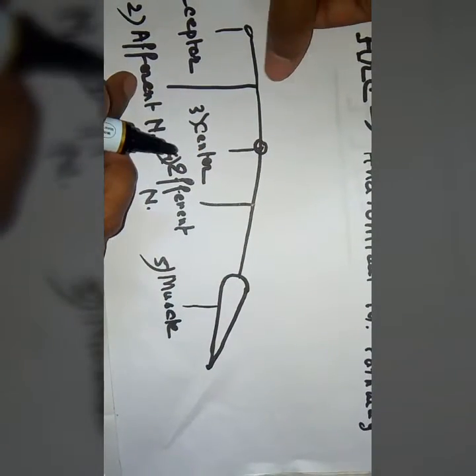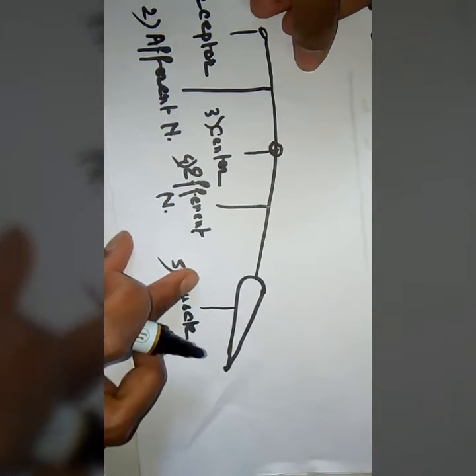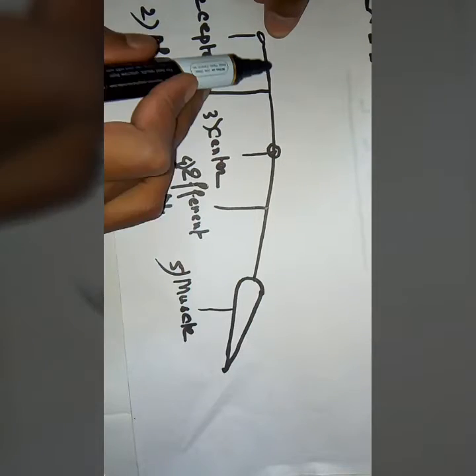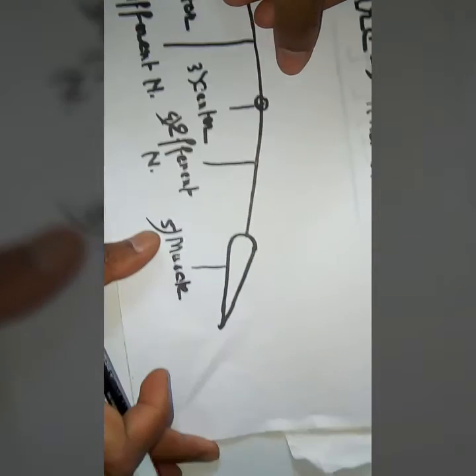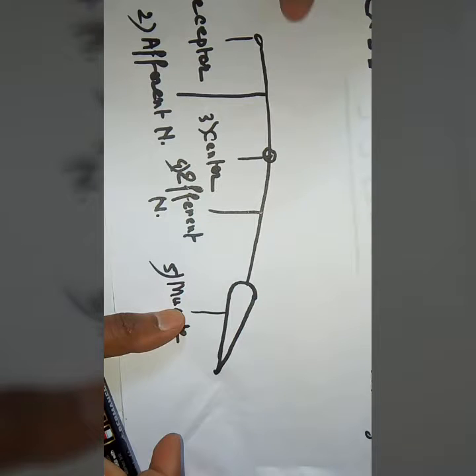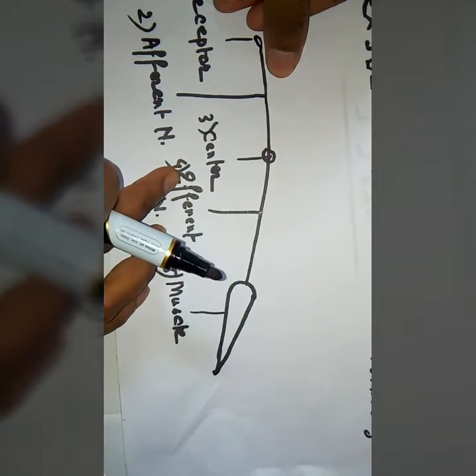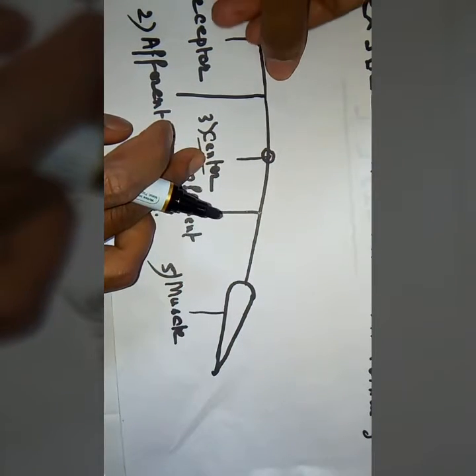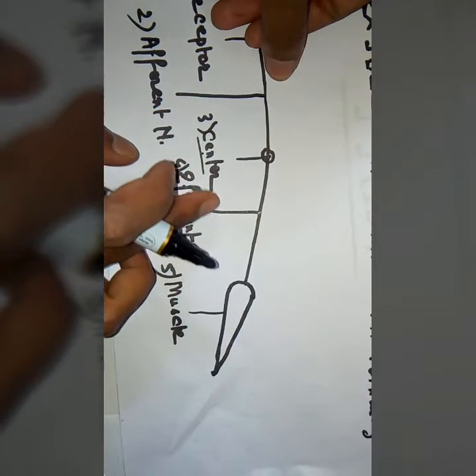Now let's talk about the afferent nerve. The afferent or sensory nerve transmits the sensory impulses from the receptor to the center. The center receives the sensory impulses via the afferent nerve, and it sends the motor impulses. It may be in the brain or the spinal cord.